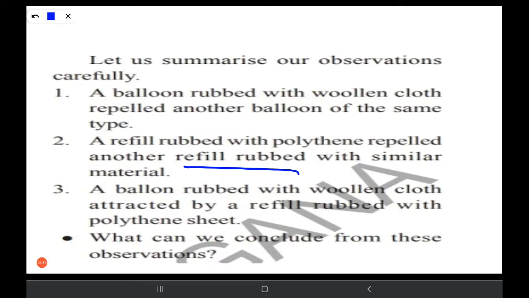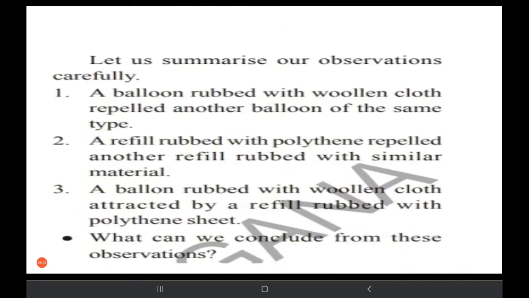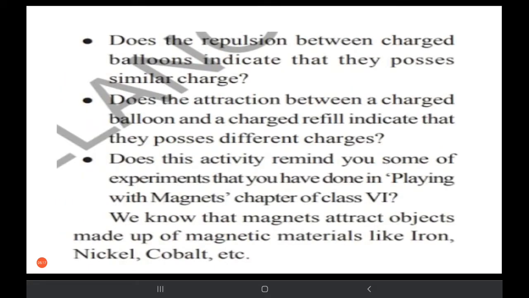And here, a balloon rubbed with the woolen cloth is attracted by a refill rubbed with polythene sheet. Right? In this case, we observe these two attract each other, refill and balloon. So what can we conclude from these observations? Yes. Does the repulsion between charged balloons indicate that they possess similar charge?